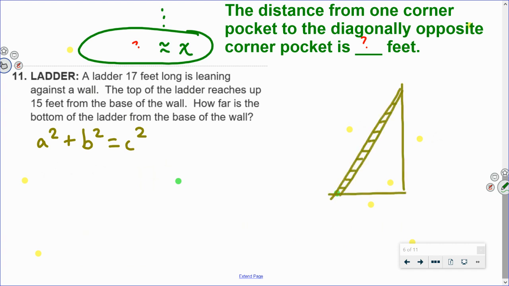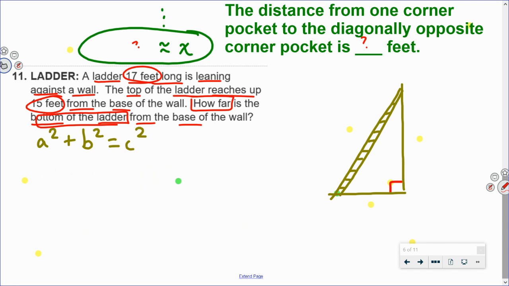So the first thing I'm going to do is draw a ladder. And of course, if this wall is built correctly, it's built at a right angle, or perpendicular, to the ground. Meanwhile, what information does this give us? Ladder, 17 feet long, leaning against a wall. Top of the ladder reaches up 15 feet from base. How far is the bottom of the ladder from the base?